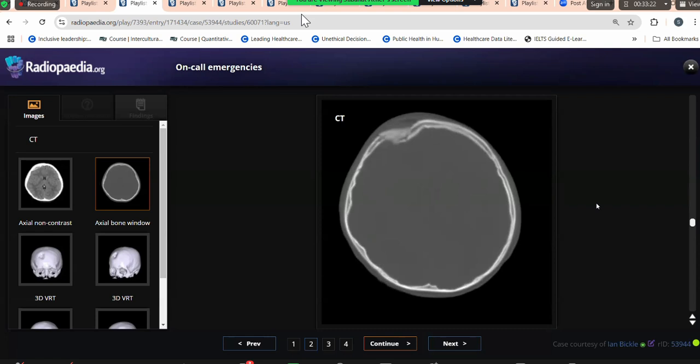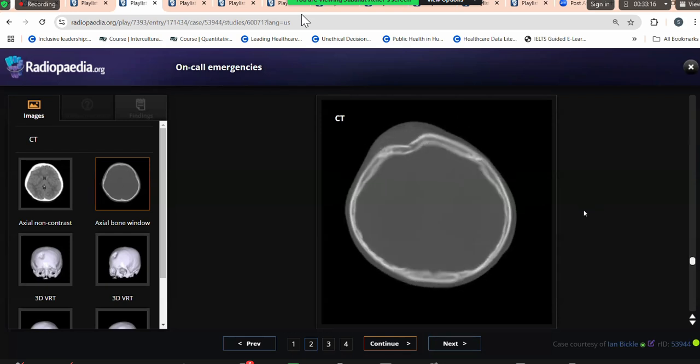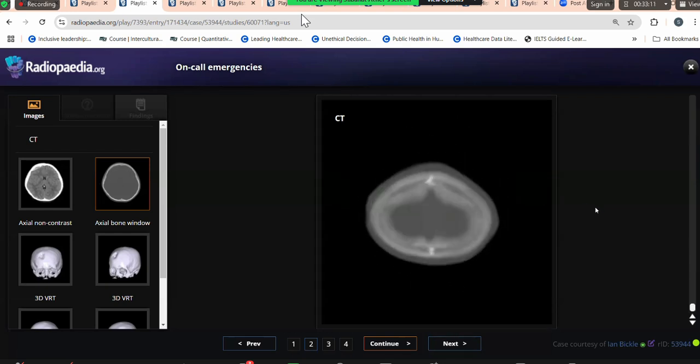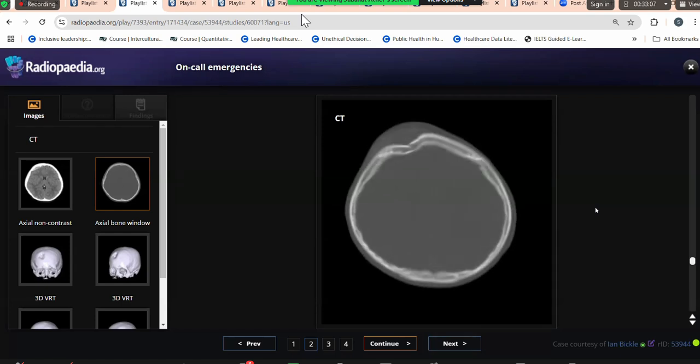So on the bone window, I appreciate that there is a fracture along with a depressed fragment at the same site, and there is depression of the bone, so this is a surgical emergency. I would urgently inform the neurosurgical team for evacuation of this hematoma as well as the bone fragment.